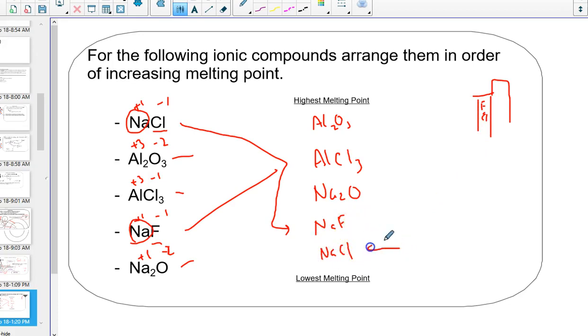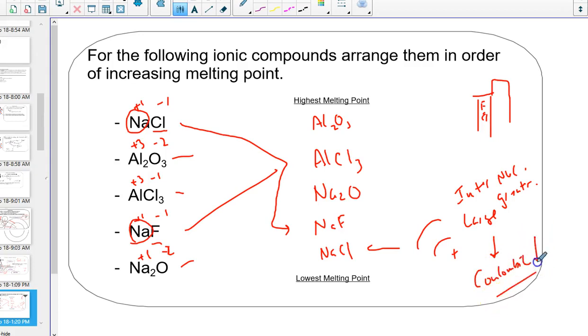You'd say, well, okay, chlorine, you would not say farther down the periodic table than making it larger. You'd say chlorine has more energy levels, making it larger, causing the internuclear distance to be greater. Therefore, reduced Coulombic attraction. That would be a perfect answer, reduced Coulombic attraction. That's how you want to step through that.